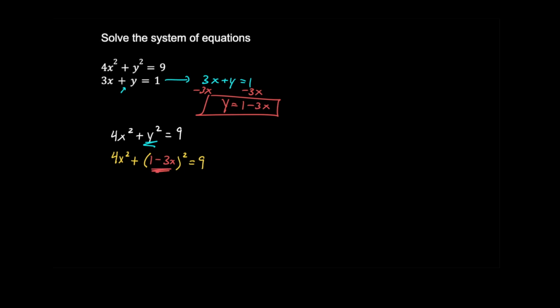There is a property to shortcut it, but if you don't remember the property, remember that you should write it out twice and distribute things out. So 1 times 1 is 1. 1 times negative 3x is negative 3x. Negative 3x times 1 is negative 3x. Negative 3x times negative 3x is positive 9x squared. I'm going to bring everything else down.